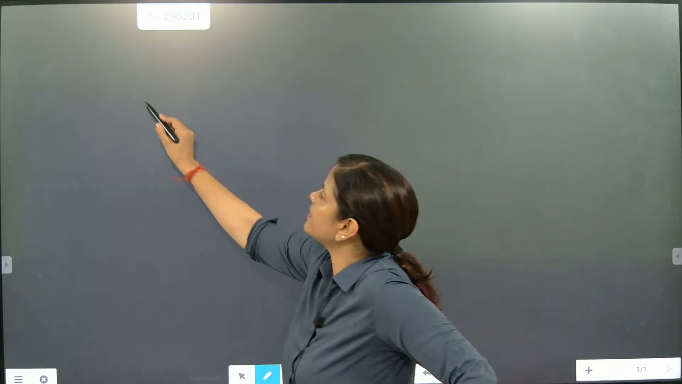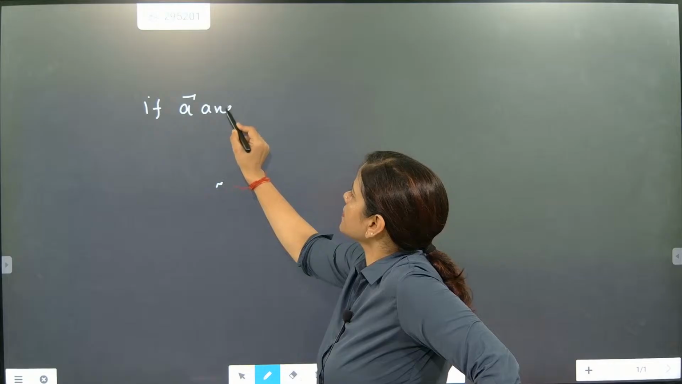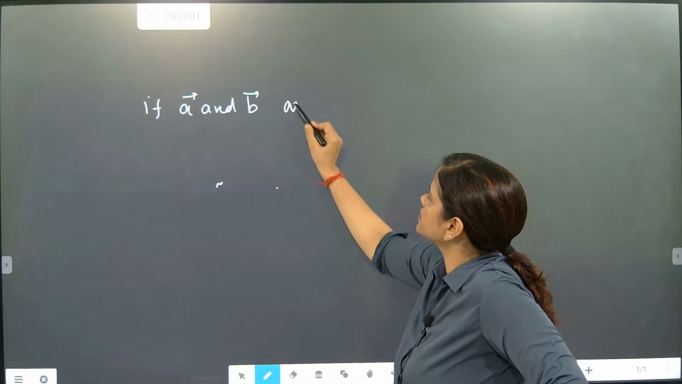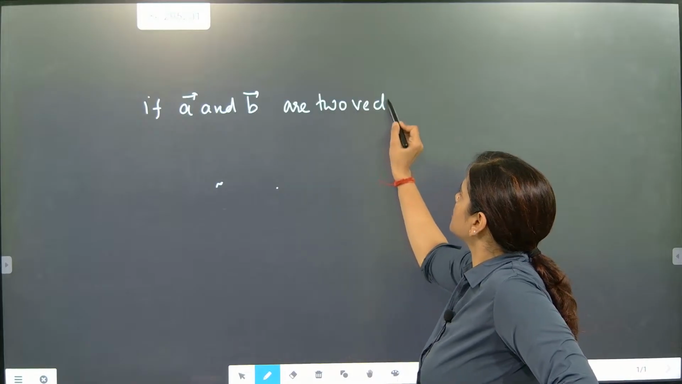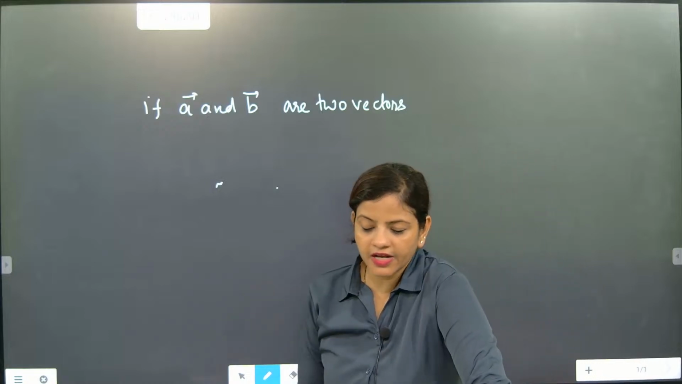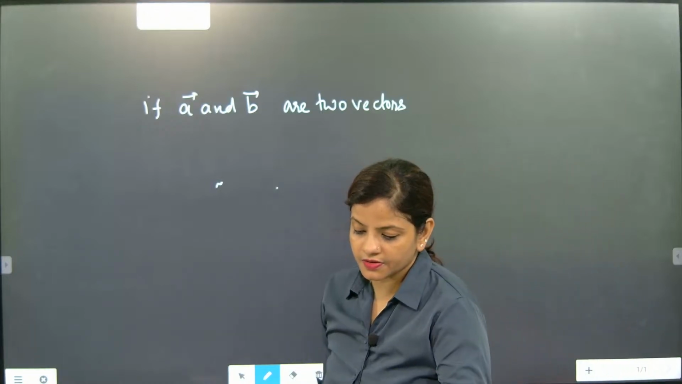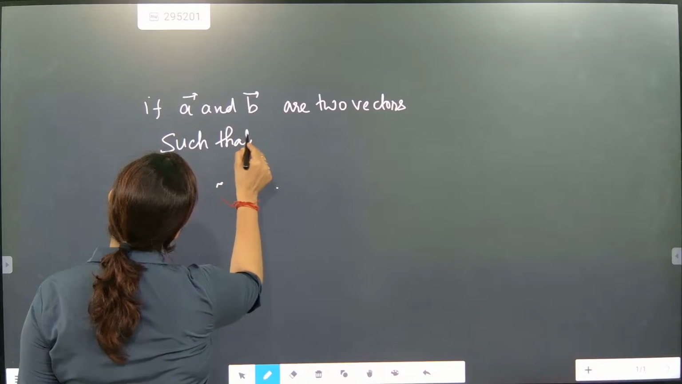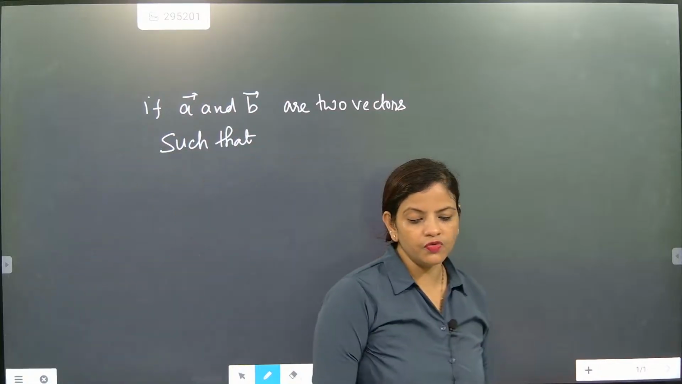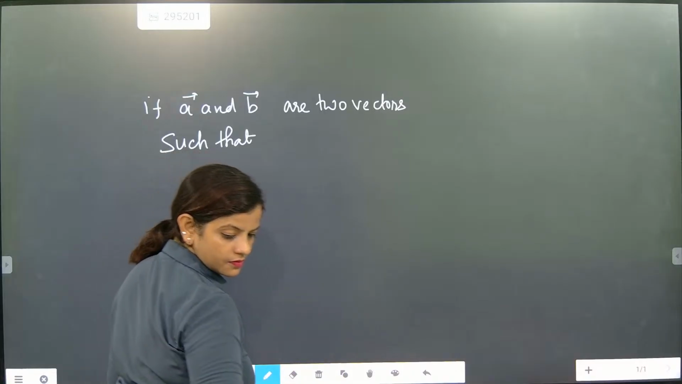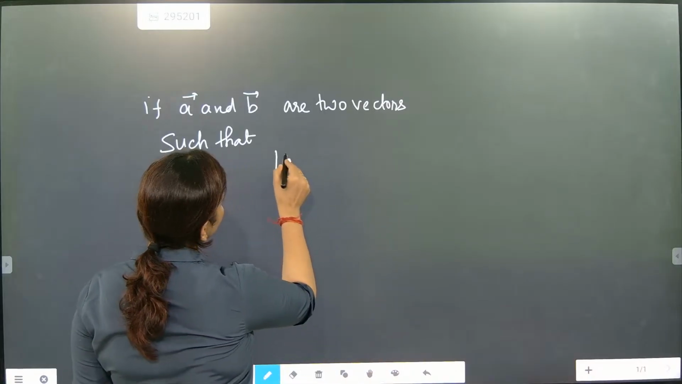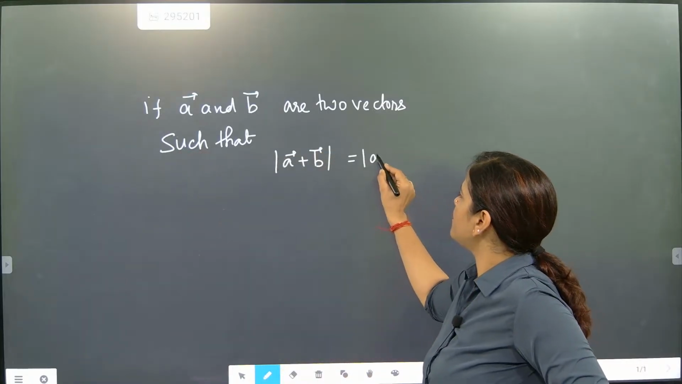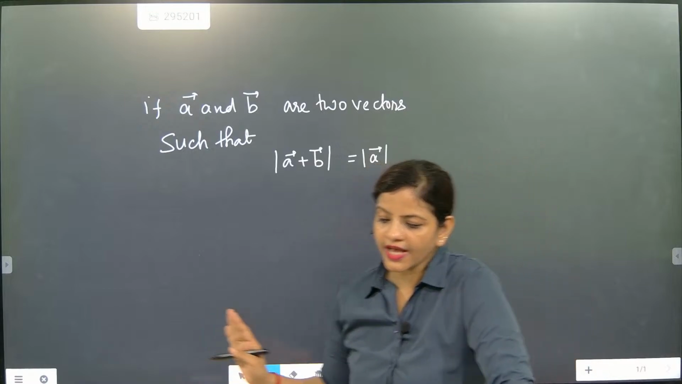Write this question: if A vector and B vector are two vectors such that, now this part we have just proved, magnitude of A vector plus B vector is equal to magnitude of A vector. They have given this. Understood? So this is actually given.